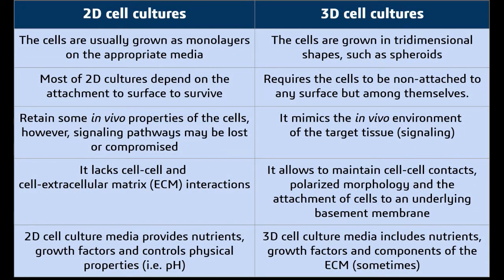On the other hand, 3D culture allows the cells to better mimic the in vivo tissue by growing them in three-dimensional shapes, such as spheroids. In contrast with two-dimensional culture, this one actually requires the cells not to be attached to any surface, but among themselves. Regarding the interactions and signaling, 3D culture preserves cell-to-cell contact and interactions between cells and the extracellular matrix, which is essential for biological processes such as proliferation and differentiation.